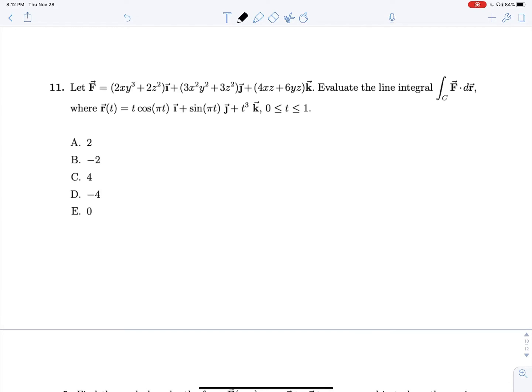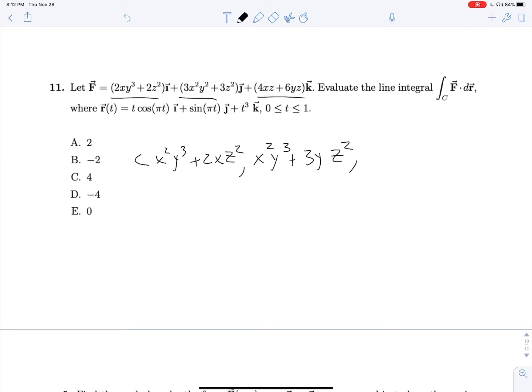So we can go through this. We have a really good hunch that this is going to be a fundamental theorem of line integrals question, and as it turns out it is, but we still have to check. So let's take our antiderivatives. We will find that our first component will be x squared y cubed plus 2x z squared. Our second component will be x squared y cubed plus 3y z squared.